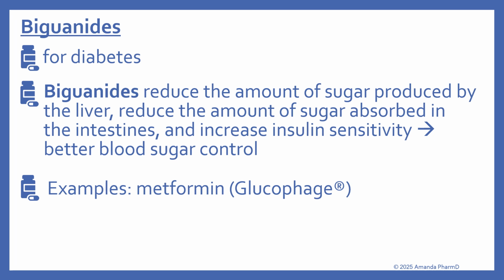Next are the biguanides. This is a class of medication for diabetes. The biguanides reduce the amount of sugar produced by the liver and reduce the amount of sugar absorbed in the intestines and increase insulin sensitivity. So this is going to lead to better blood sugar control. And an example in this class is metformin, the brand name is Glucophage.